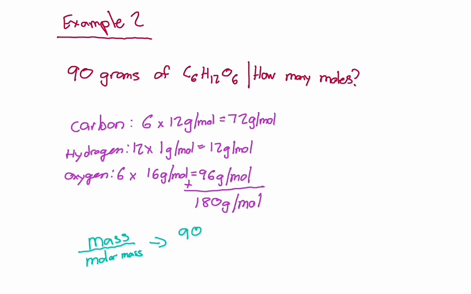So the mass that we're looking at in this problem is 90 grams. So we're going to divide 90 grams by the molar mass that we found was 180 grams per mole, leaving us with 0.5 or half of a mole of glucose.